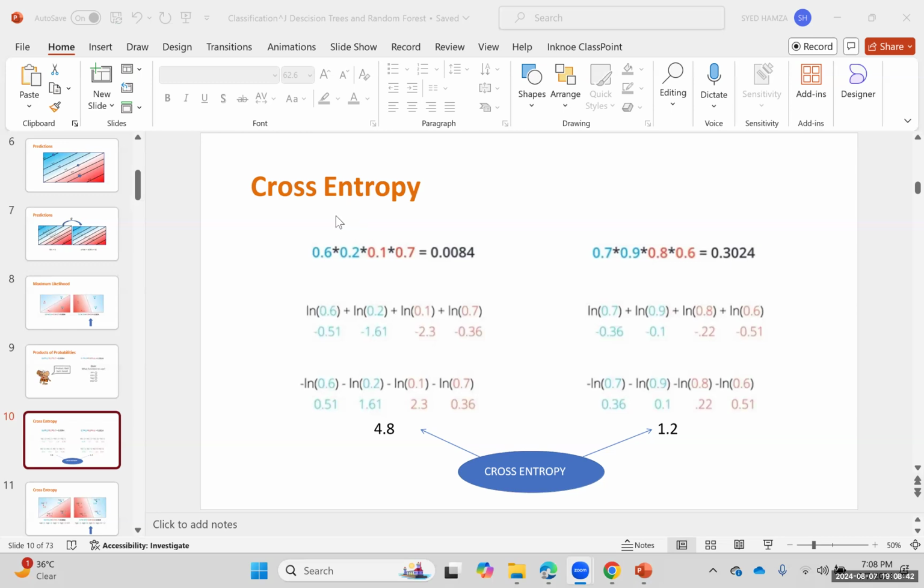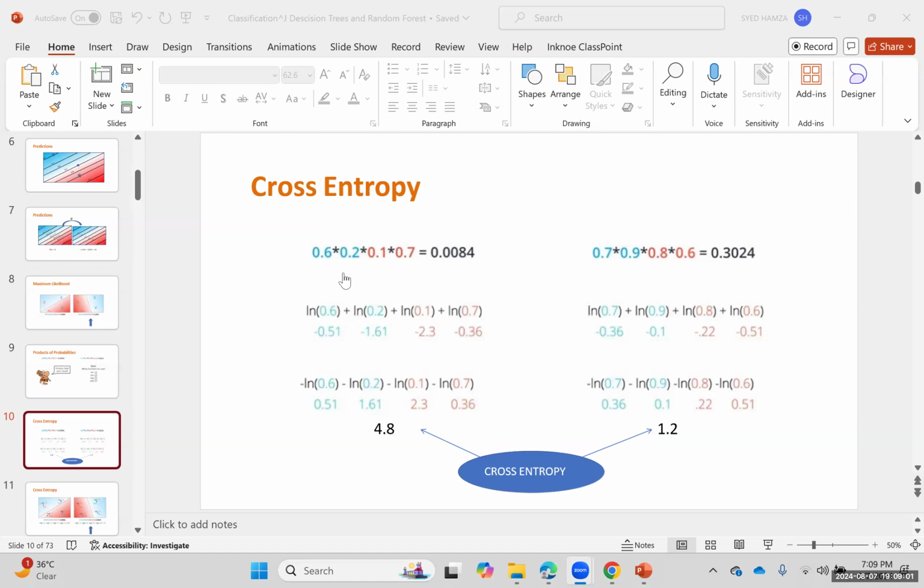So it means if the cross entropy is low, it's good performance. If the cross entropy is a high value, it's bad performance because the error is more, it's a problem. If the error is low, it's good. So this is the error function. Cross entropy means less entropy is better.